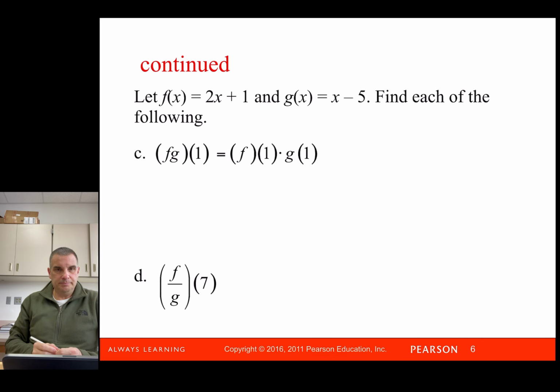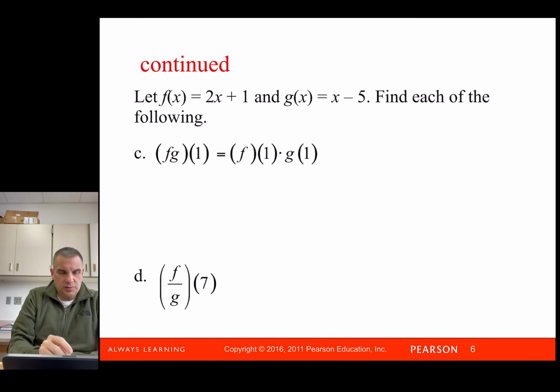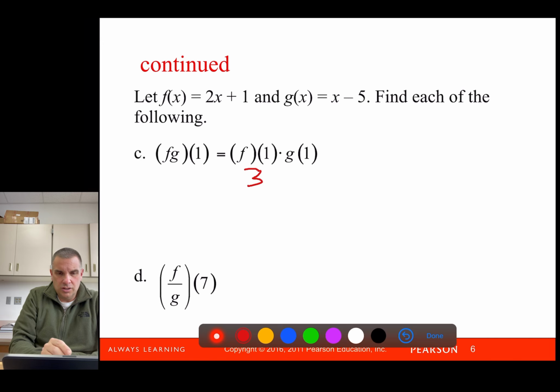Next one, multiply. We're asked to find f times g of 1. So that's f of 1 times g of 1. Find f of 1 first. That's how they like to do it. There's nothing wrong with that. F of 1, like I think we've said before, is 3. G of 1 is negative 4. Multiply them together, you get negative 12, and you're done.